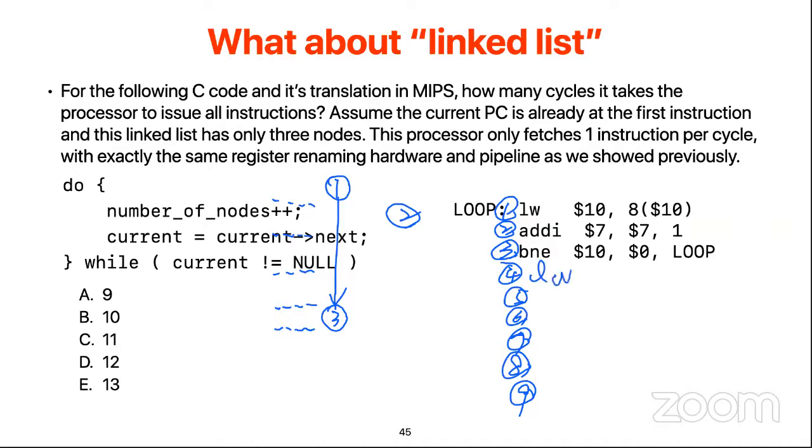So the fourth instruction is again load word 10, 8, 10. It will be fetched at 1, 2, 3, 4, at this point. But can we execute the fourth instruction? I don't think so. Okay, so then we have to wait. So when are we able to issue the fourth instruction? Four cycles after three. So it's supposed to be here.